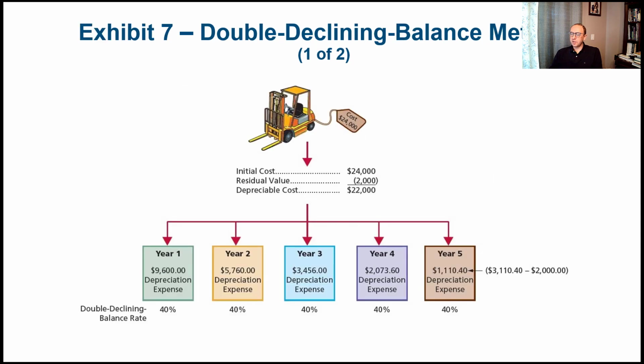As you can see here, we have the 22,000 depreciable cost, but we didn't use that, we used the 24,000. And that's the 40% rate that we used here, the double declining balance rate. The amount of depreciation expense kept declining, and it has to be this kind of steady decline. And then in the last year, we force it to be 1,110, which was the difference between the net book value and the residual value.